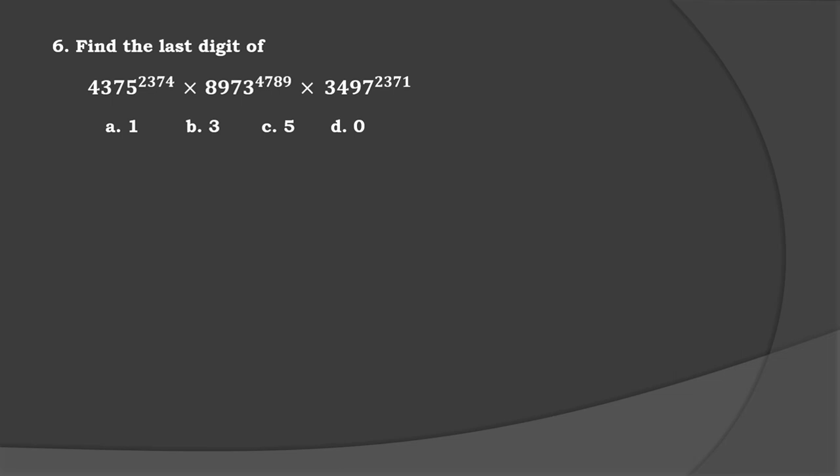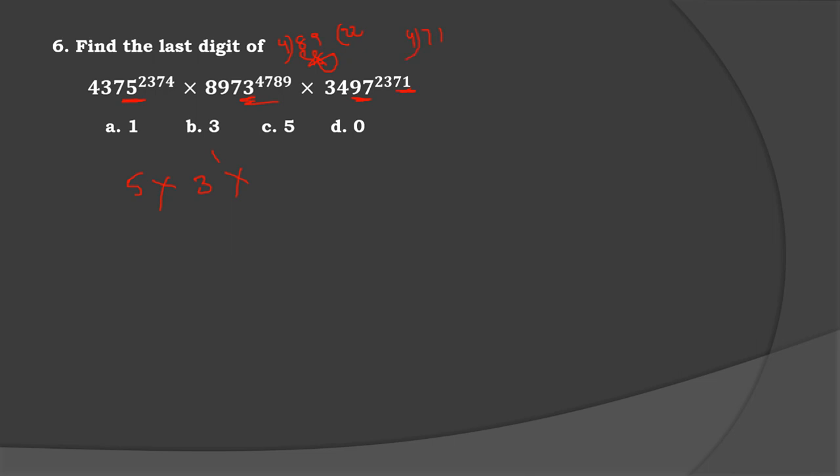Look at the base values: the unit digits are 5, 3, and here it is 7. 5 power anything is 5. Into, here it is 3 power 4789, divided by 4, how many times? 1197 times 4 is 4788, remainder equals 1. It is nothing but 3 power 1, into 7 power 2371 divided by 4.